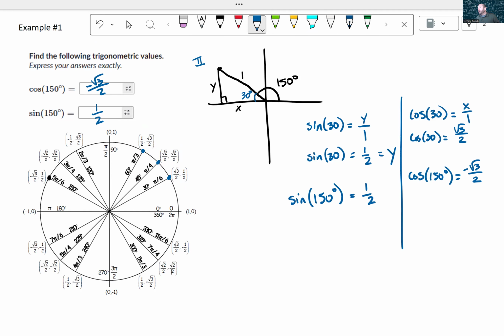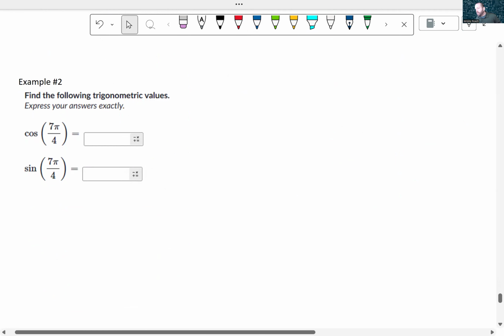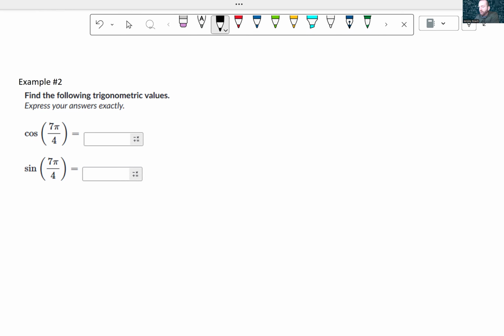All right. Looks like we have time for one more problem here. Let's go over one more together. This says find the following trigonometric values. The first thing I would do for this is convert 7 pi over 4 into degrees. That's 7 times 180 over 4. And that's 1,260 over 4, which is 315 degrees.